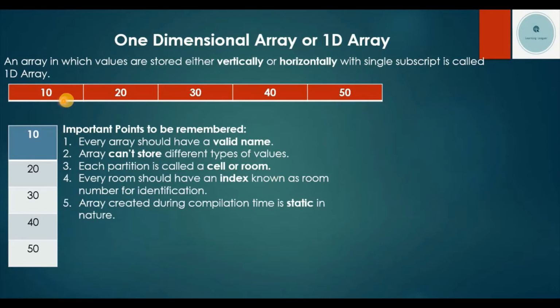If you see this particular slide, I have given 5 values: 10, 20, 30, 40 and 50. How have the values been stored? The values have been stored one after another, that means one beside another. This representation we call a horizontal representation. In the second figure, the same values 10, 20, 30, 40, 50 have been stored, but one below the other. This representation we call a vertical representation.